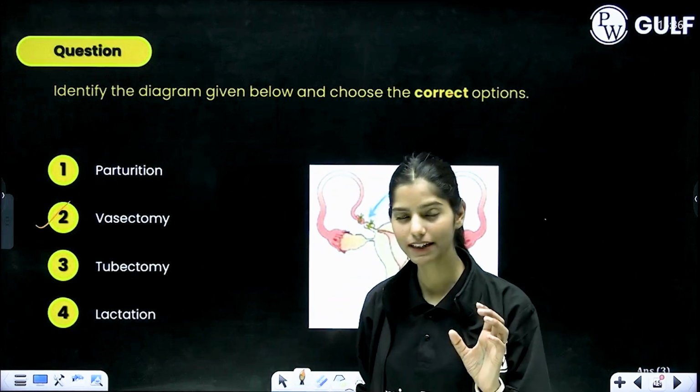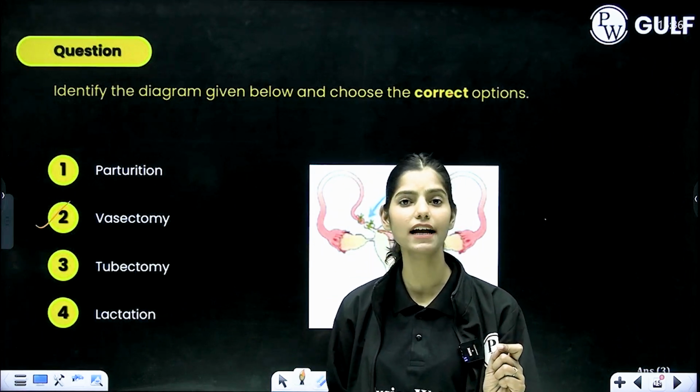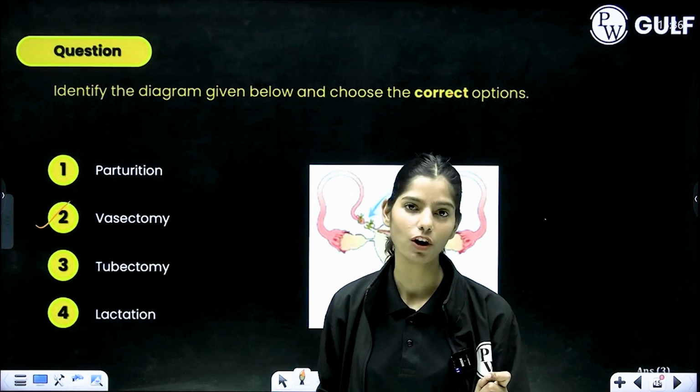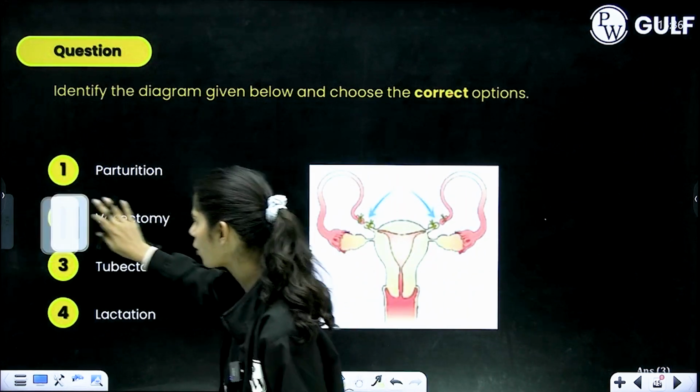Okay, but if the same thing is happening in the male individual, we all know the vas deferens is going to be cut and tied, and the process would be called vasectomy.